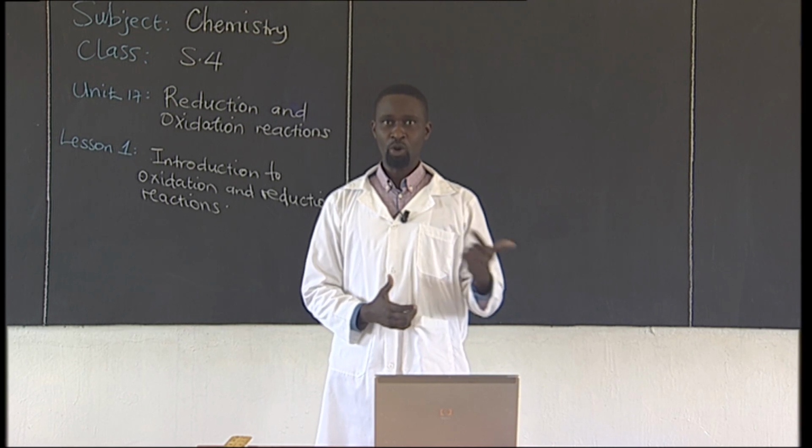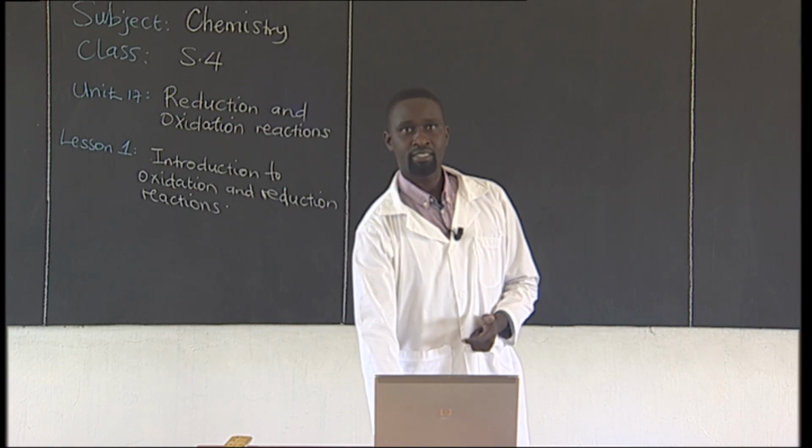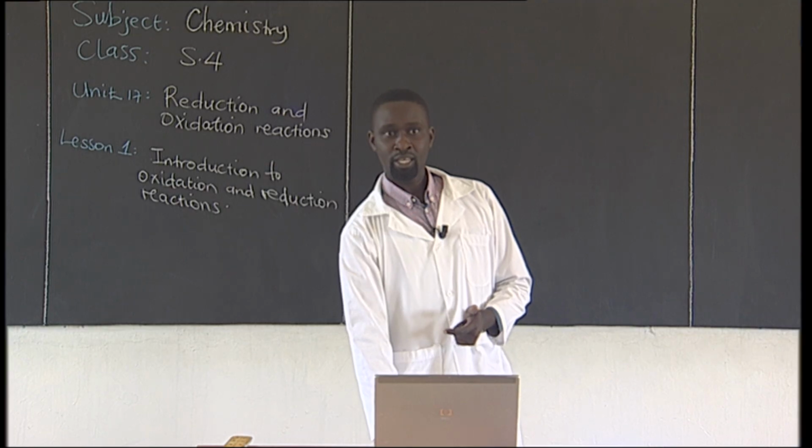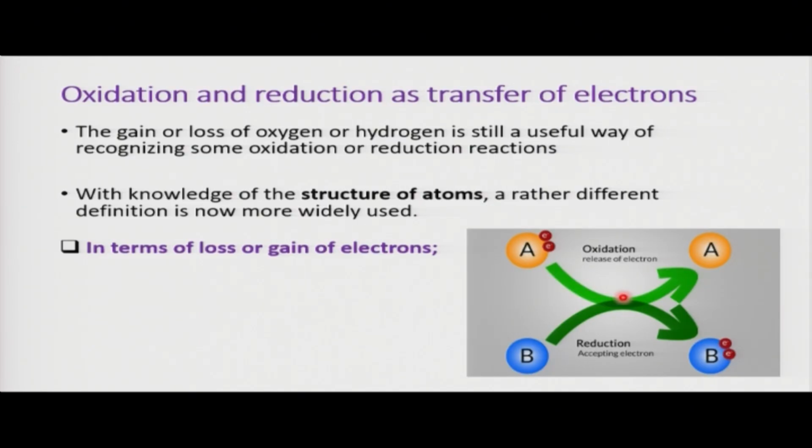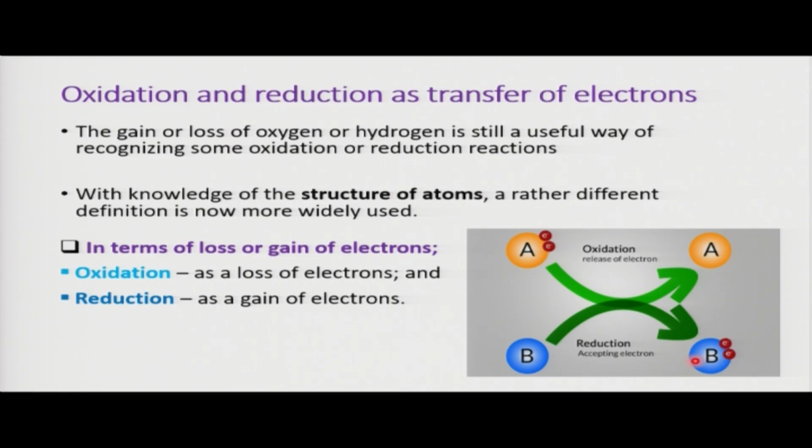You have a component A. Look at the slide there. You have component A losing electrons, and you have B gaining electrons, as you see in these illustrations. So when a substance loses electrons, we call that oxidation. And when a substance gains electrons, we call that reduction. If I can quickly summarize that: oxidation, simple loss of electrons. Reduction, simple gain of electrons.